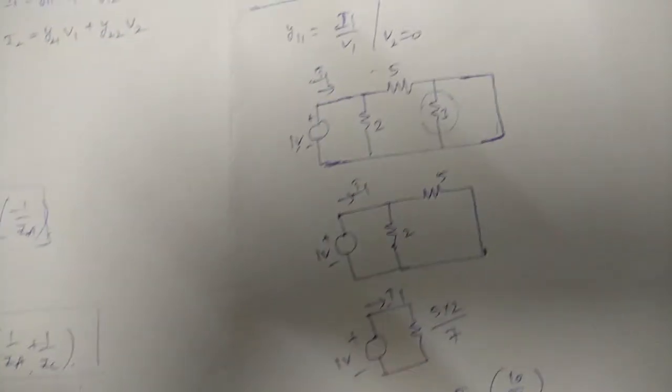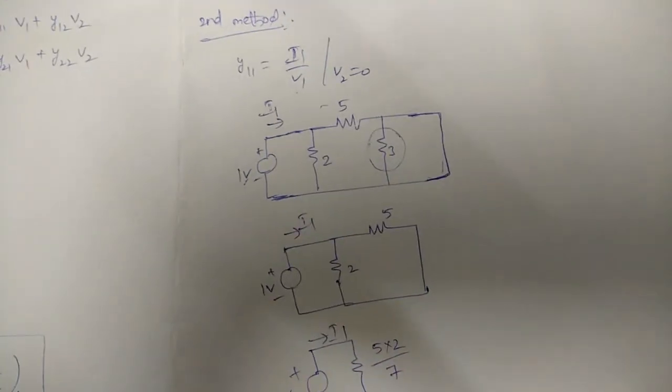Here also we got 7 by 10, here also 7 by 10. You can do the remaining also in the same way. Thank you.